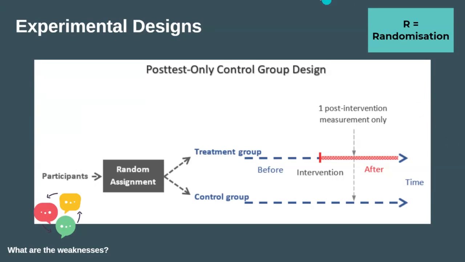Can anyone maybe think of an example of a post-test only design? You measure it against the control group. I'll tell you where to look in your textbook if you have it in front of you. Page 150.